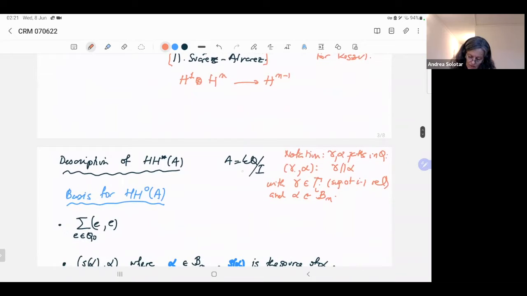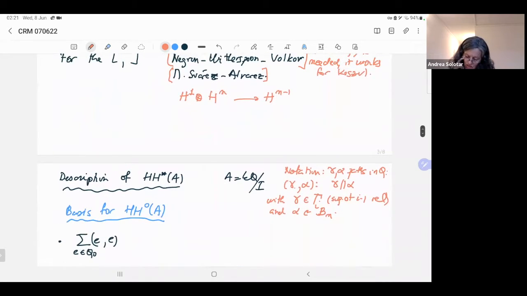Okay, so let's start with an algebra like this. Let me introduce a bit of notation. The notation I'm going to introduce here is that gamma and alpha are always going to denote paths in the quiver Q. And when I write a pair like this, gamma alpha, it means that gamma is parallel to alpha, meaning that gamma is a path, for example, here, and alpha is another path, or maybe the same, and they start and end at the same point. So I mean this when I say gamma is parallel to alpha, okay?